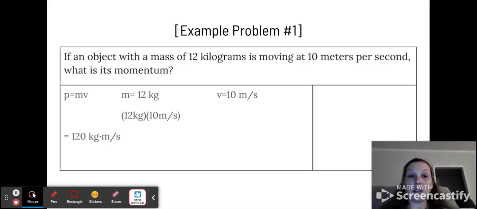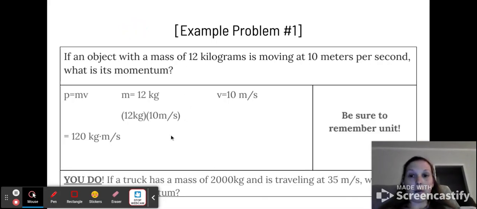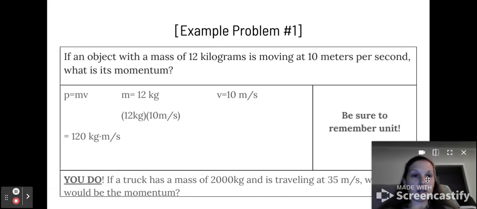So remember, this one is not with acceleration, so this is not a Newton. This is kilogram times meter per second, so do not forget that unit. So go ahead really quick, pause the video and try this example.